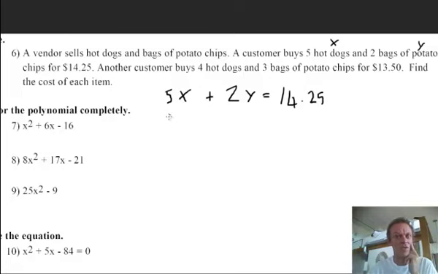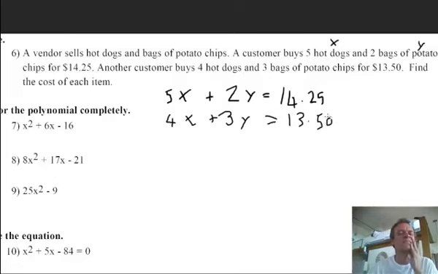Now then, 4 hot dogs and 3 bags of chips is going to cost you $13.50. So, what should we do? I think I'll get rid of the y's. Now think about this. I want to get rid of the y's by making one a positive 6y and the other a negative 6y. You need the same coefficient in front of the y, and one positive, one negative. Elimination by addition. So watch this.